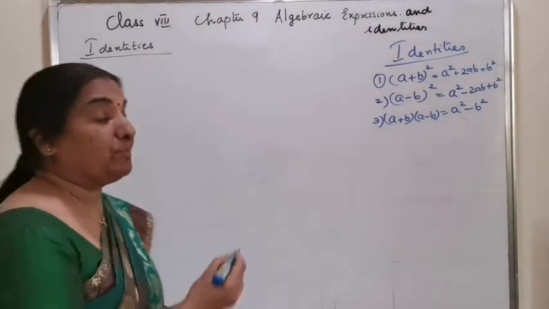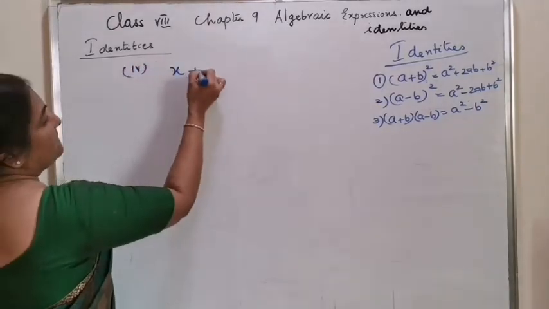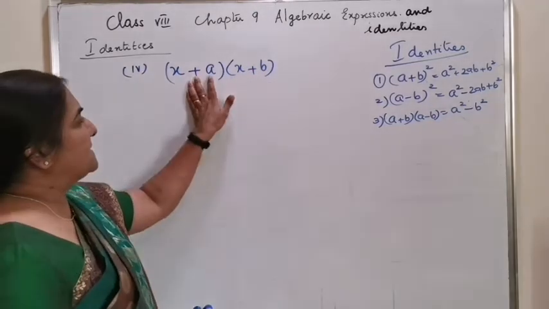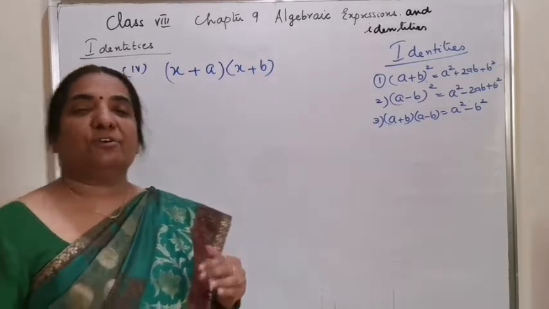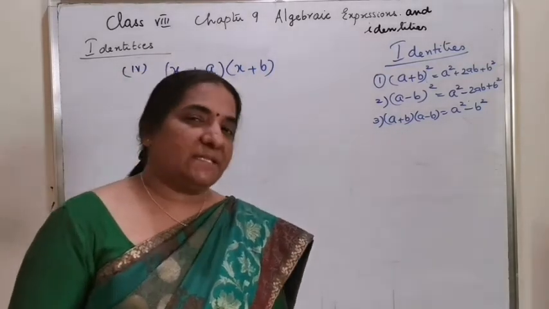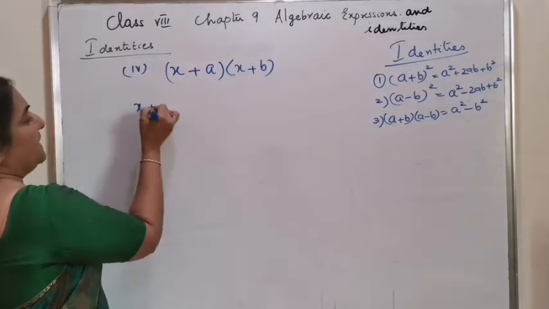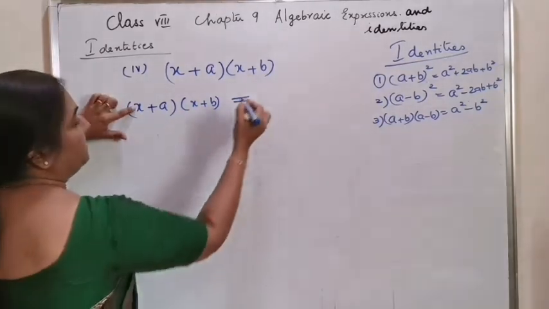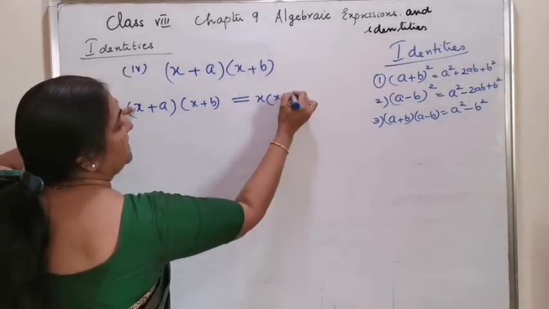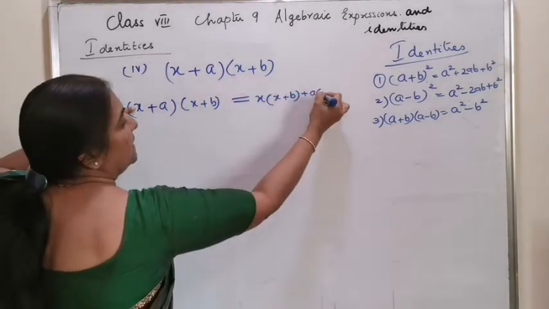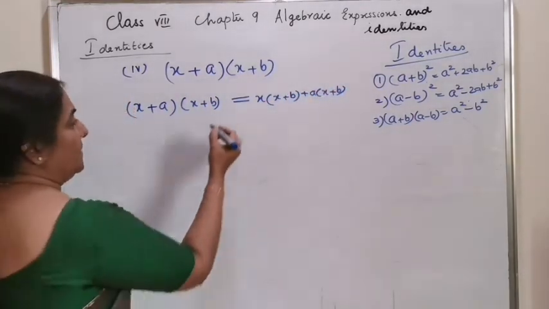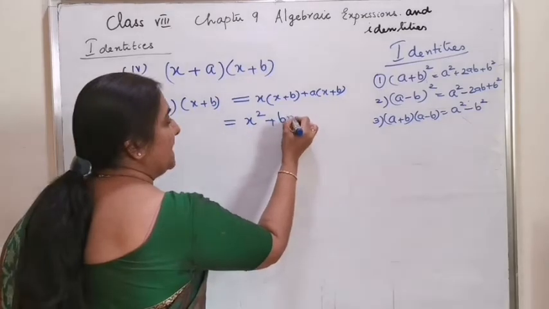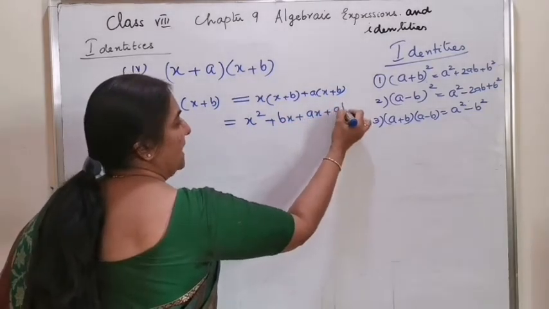Let's take the expansion or product of (x plus a) into (x plus b). Remember, let it be plus a and plus b. Let's take the product of (x plus a) into (x plus b). (x plus a) into (x plus b) can be expanded as x into (x plus b) plus a into (x plus b), which is the same as x square plus bx plus ax plus ab.